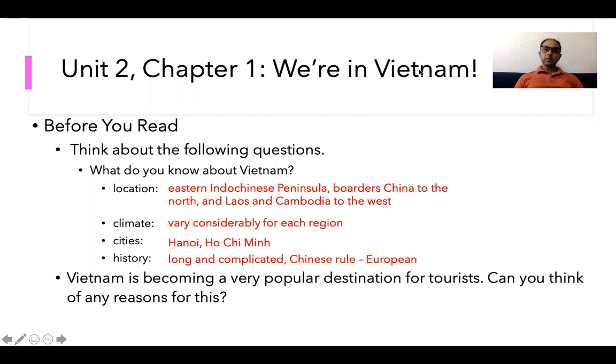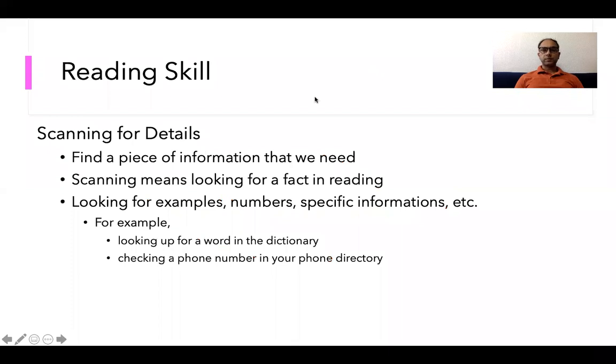Next, please look at the second question. Vietnam is becoming a very popular destination for tourists nowadays. Everybody wants to go to Vietnam. Can you think of any reasons for this? Do you know any reasons? I'll leave that question to you so you can think about it yourself. Let's go to the next activity.